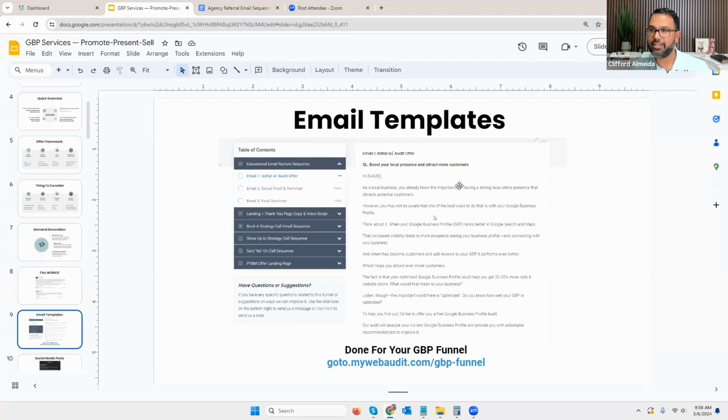So email templates, because of time here, we've actually gone longer than I already expected. This is what I do. I set a time and then I go over, trying to put so much into a little bit of time, right?